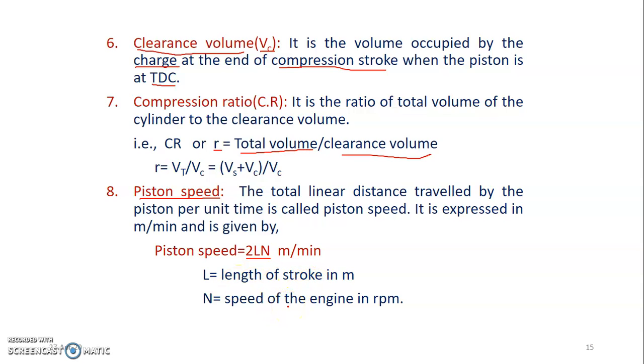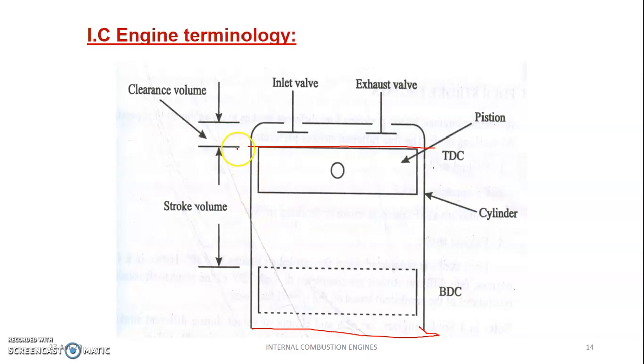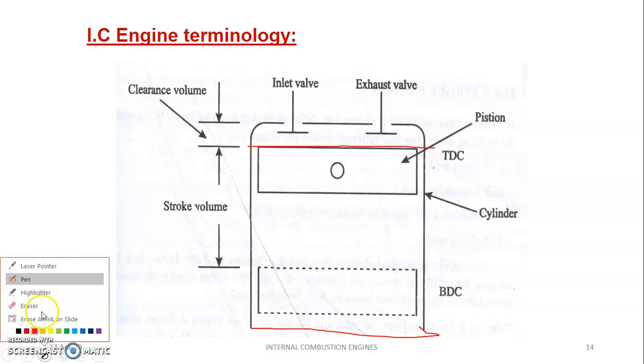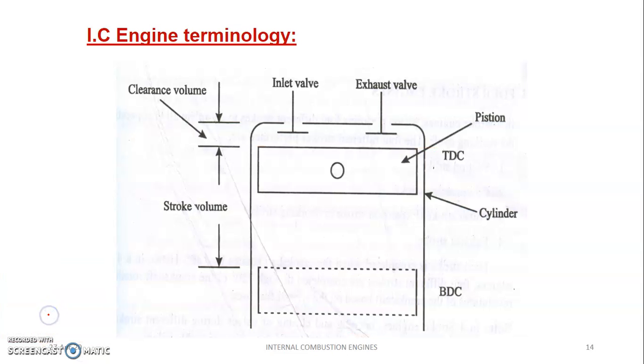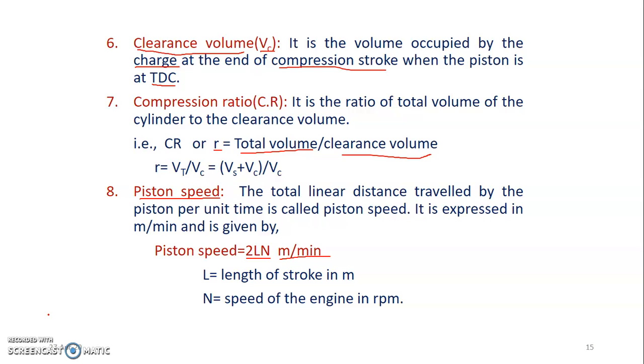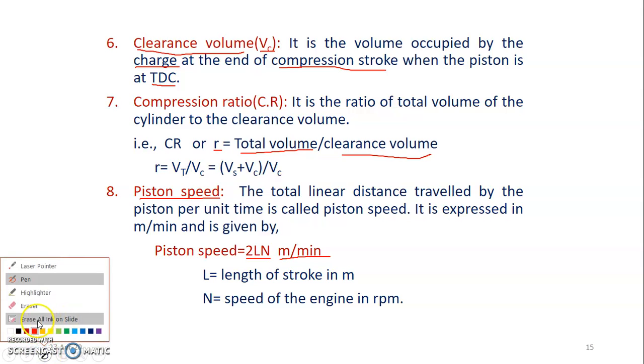If you know the speed of the engine and the stroke length, we can calculate the piston speed, and the unit used for this is meter per minute. You already know the stroke length, the length from here to here. This is called the stroke length. If you know the speed of the engine, we can calculate at what speed the piston is reciprocating or traveling. These are the most important terminologies used in internal combustion engines.